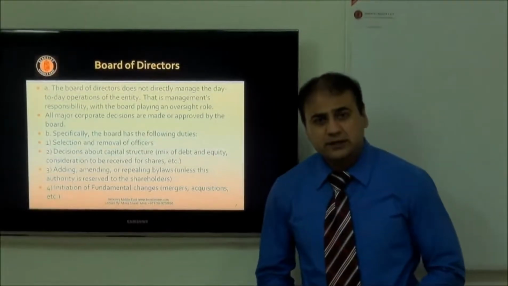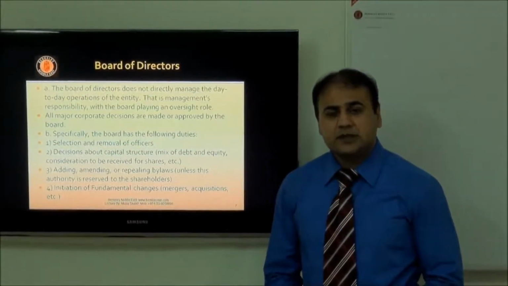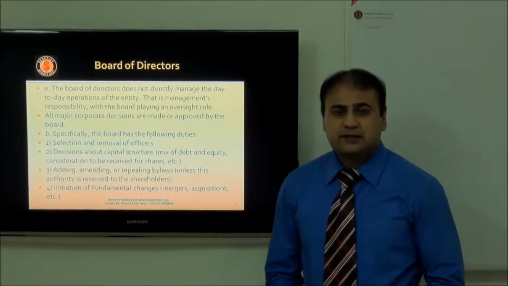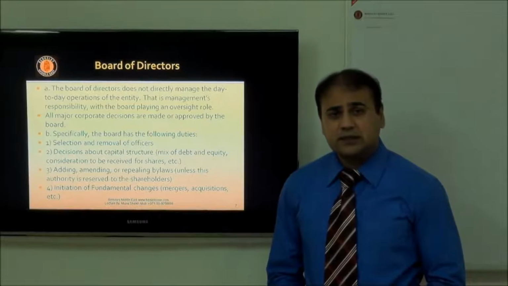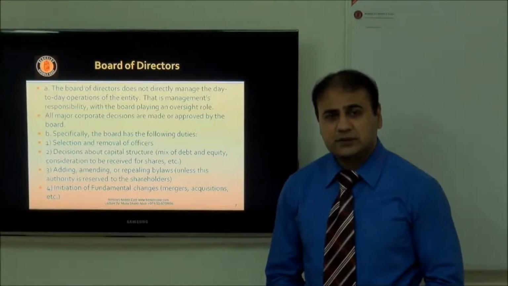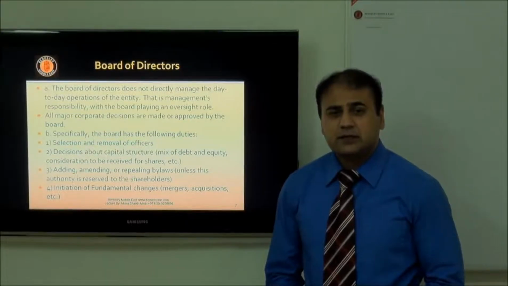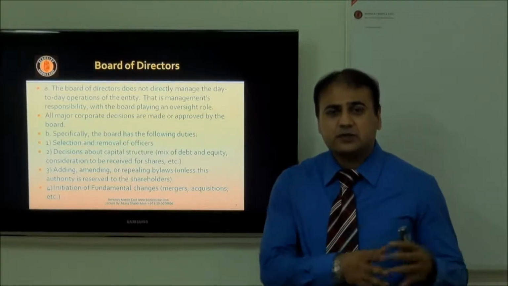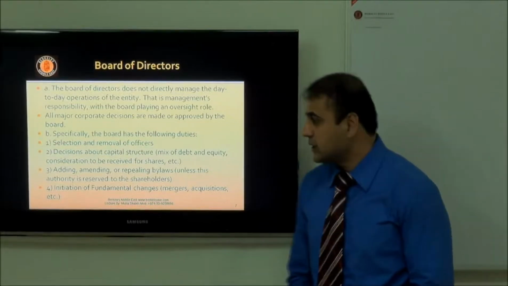The board of directors is responsible for the strategic vision of the company. They take strategic decisions, they set the vision and they set the targets and they set the merger and acquisition options, and broadly their work is more into strategic operations, while the management is looking after the day-to-day operations.